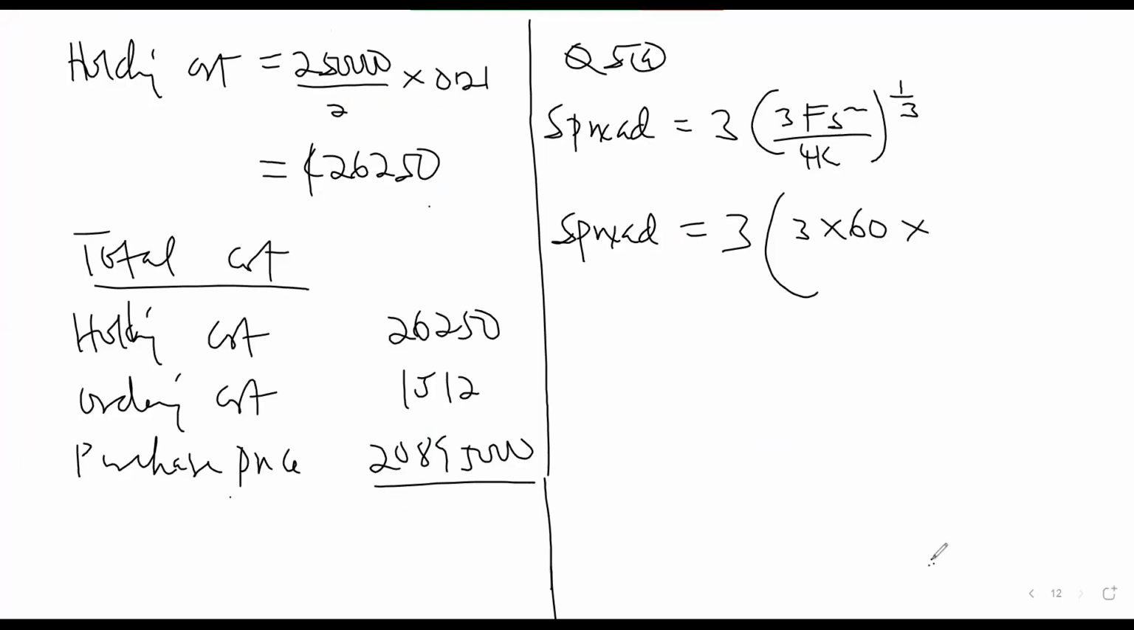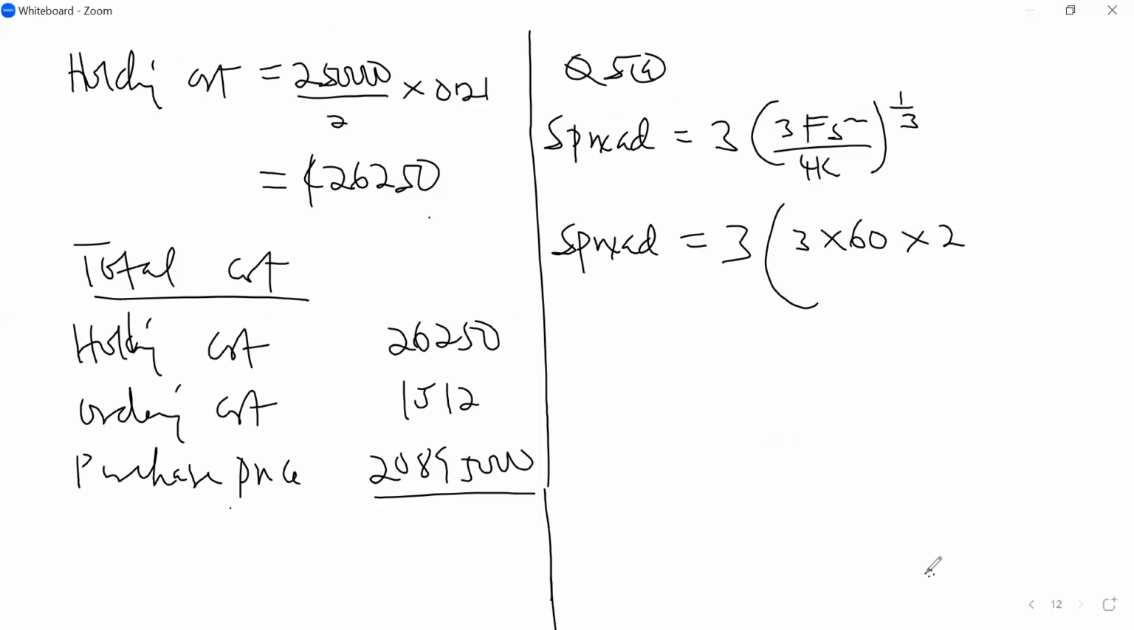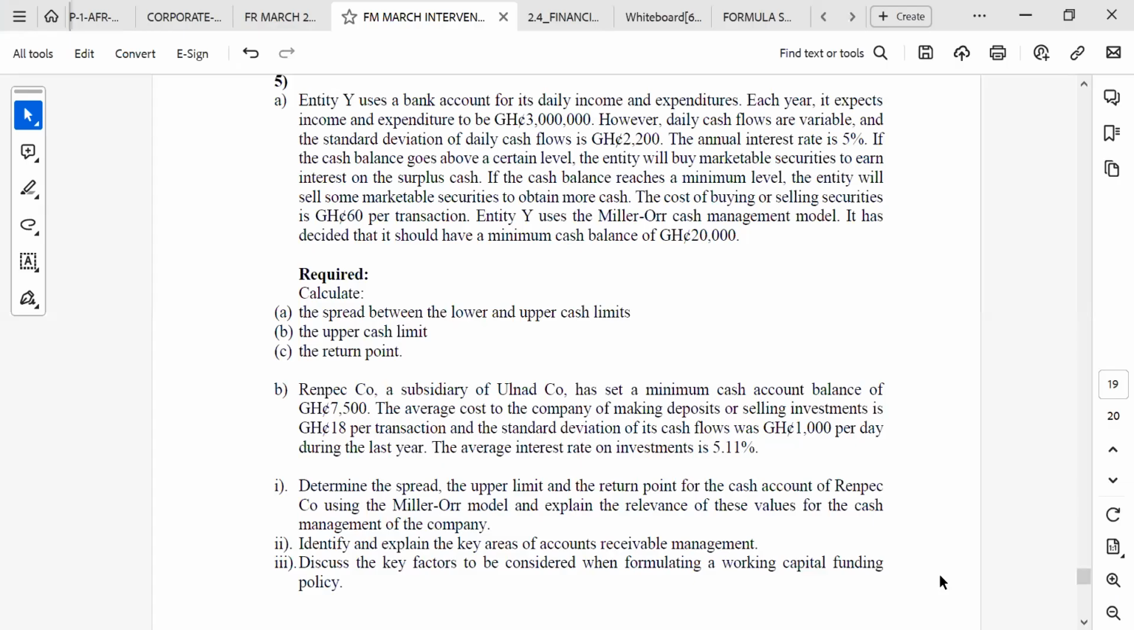What is the standard deviation? The daily standard deviation is 2,200. 2,400. But this will be a square. You square it. Then divided by 4 times what? The 5% is the K, the interest. But you see how the standard deviation is given, that's how you're also going to do the interest. The standard deviation is daily, so the interest will also be on a daily basis.